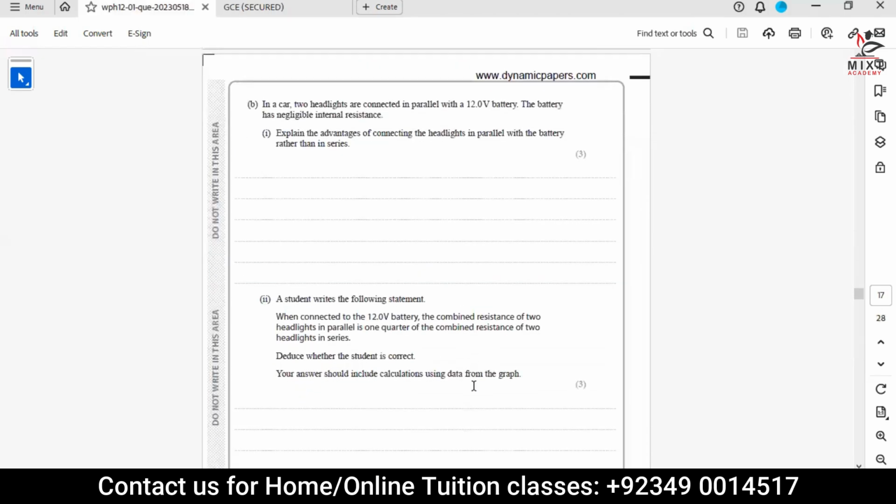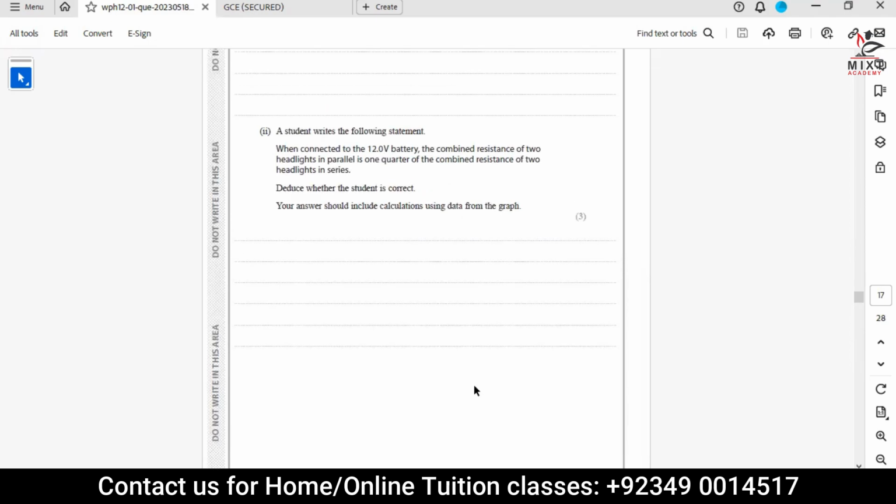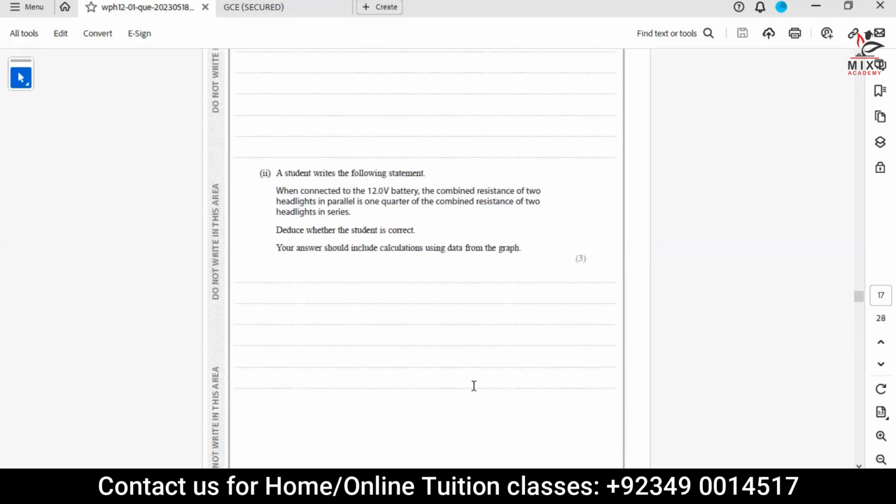Last question. Hafsa, the last part. It's the second last part. So first of all, it says when the battery voltage is 12 volt, the combination of two resistances in parallel is 1/4 of the combination of two resistances in series. So you have to verify this statement.